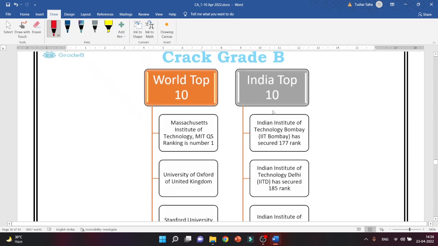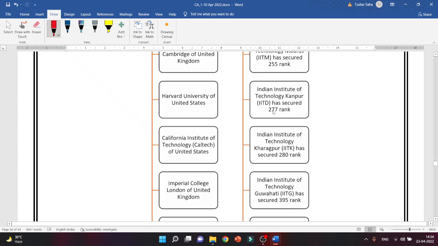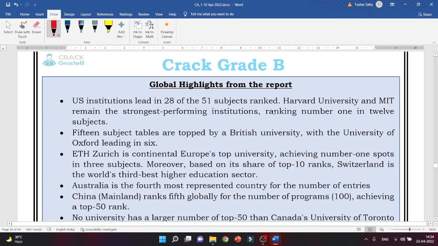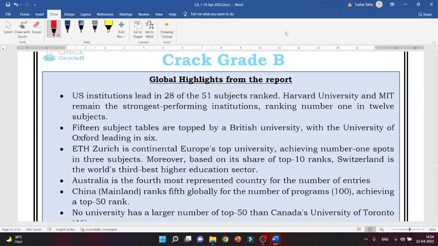So if you go through it, you will find the world top 10, you will find India's top 10 and their respective rank in the context of the world. 177 for IIT Bombay, 185 for IIT Delhi and so on. Right? And this is the highlight. This is actually the world highlight. Now, why is the world highlight important?